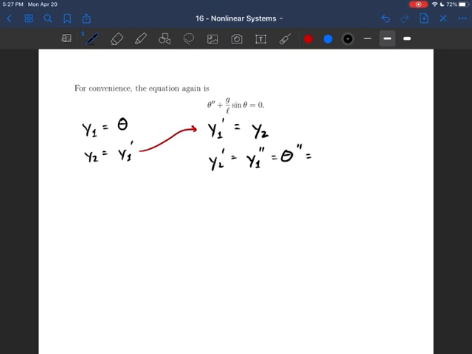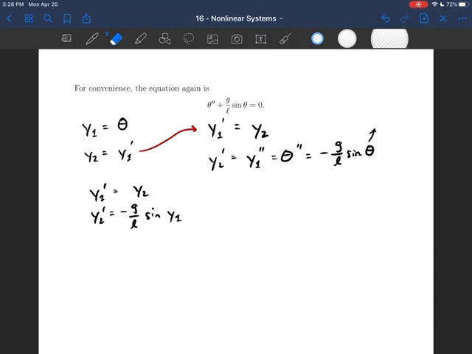And then what about y2 prime? Well, that is equal to y1 double prime. So that's theta double prime. And from our equation up here, theta double prime should be equal to negative g over L sine theta. So now we have a system of differential equations. We have y1 prime equals y2, and y2 prime equals minus g over L sine of y1, right? Theta, of course, is equal to y1.